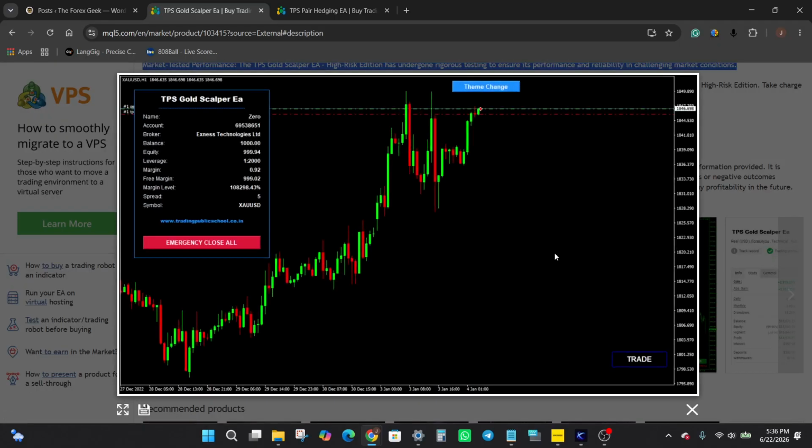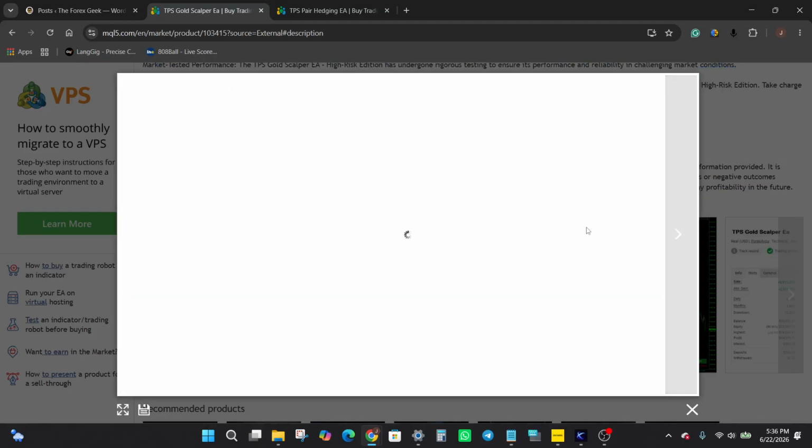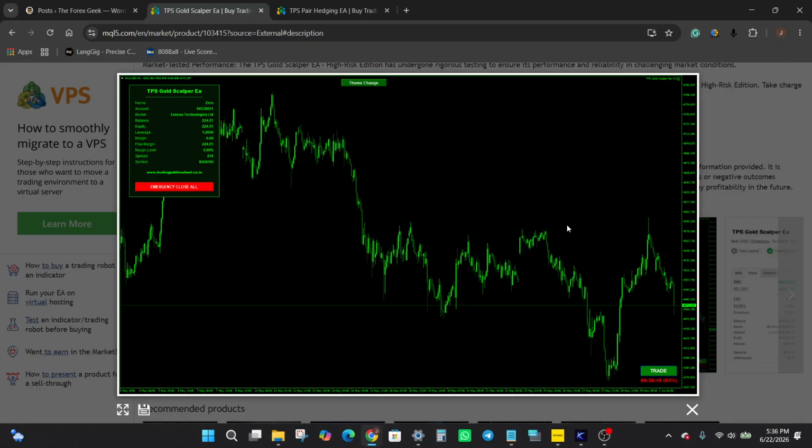Now, let us transition into the backtesting section. When reviewing historical testing performance, I always prefer to analyze results within the context of the recommended setup. In this case, that means focusing on XAUUSD on the H1 time frame, since those are the specific recommendations provided by the developer.